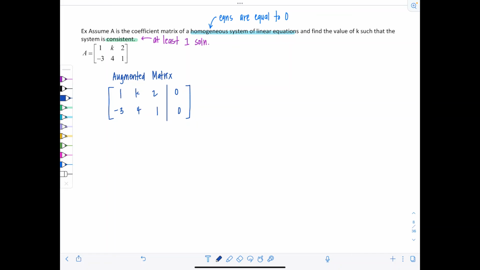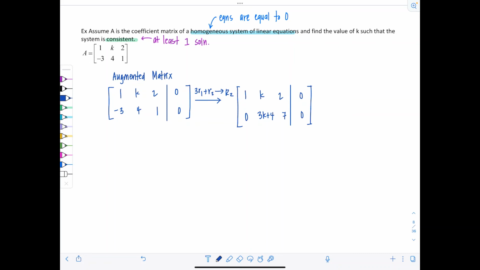All right, so we already have our pivot in the top left. This is already a 1, so I'm going to use that to make this negative 3 a 0. And hopefully by now you're getting the hang of these row operations. I'm going to take 3 times row 1, add it to row 2, and that will be my new row 2. So row 1's not changing. Let's just rewrite it. We've got 1, k, 2, 0. And then 3 times row 1: 3 times 1 plus negative 3, 0. 3 times k plus 4, just 3k plus 4. 3 times 2 plus 1, 7, and this stays 0.